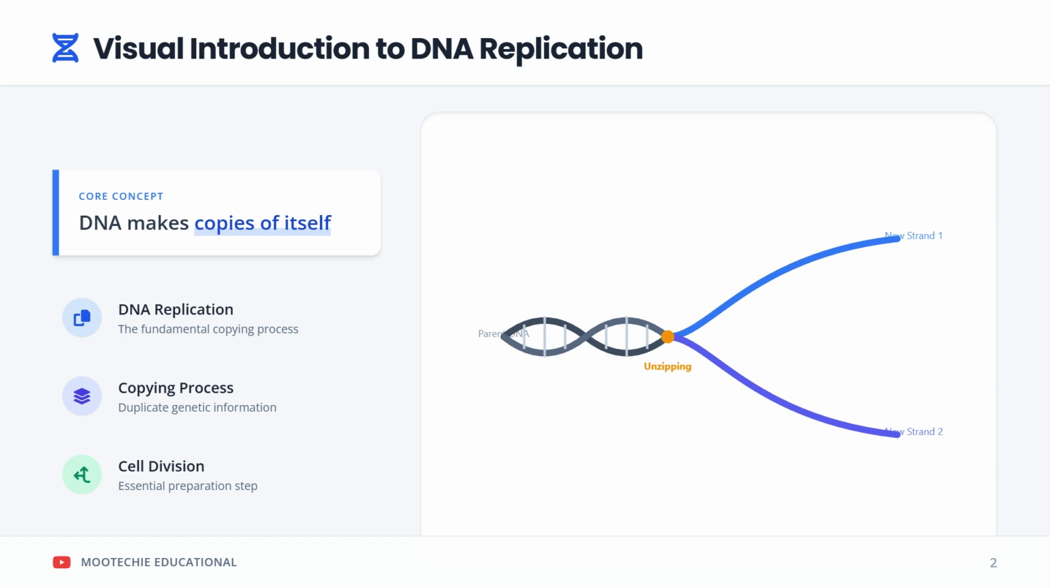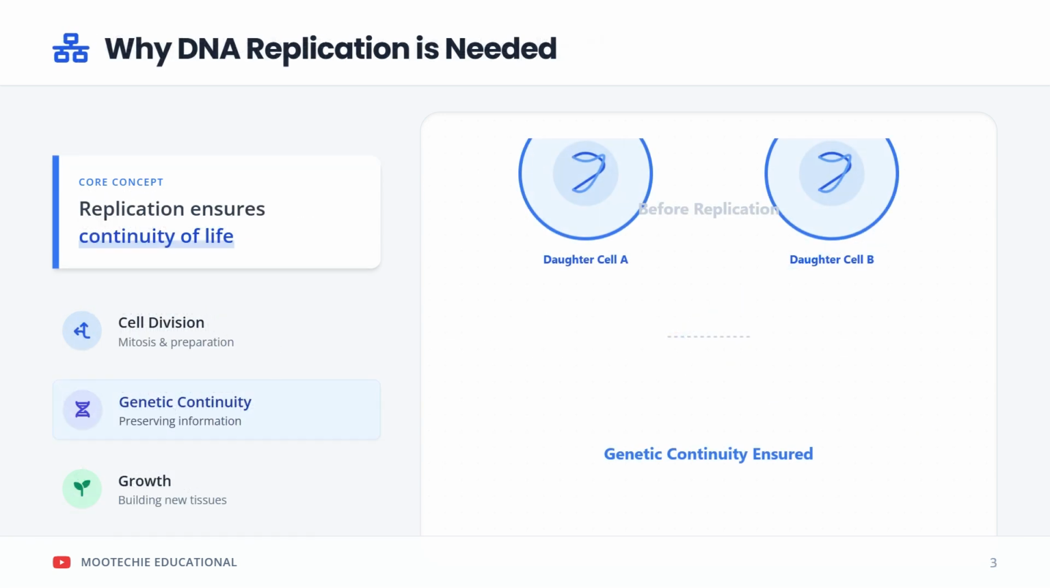Why do we need to do this? It is an essential preparation step for cell division. You will see terms like unzipping and the two strands, which we will explore in detail. So why is DNA replication needed? The core idea is that replication ensures the continuity of life.